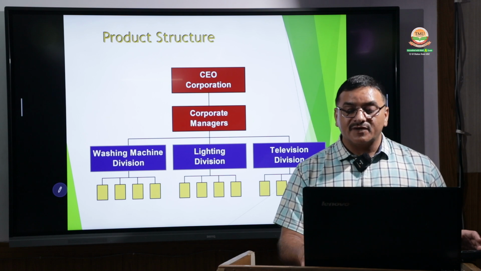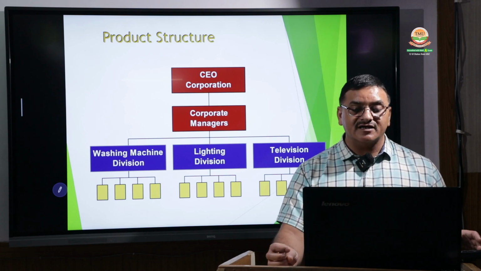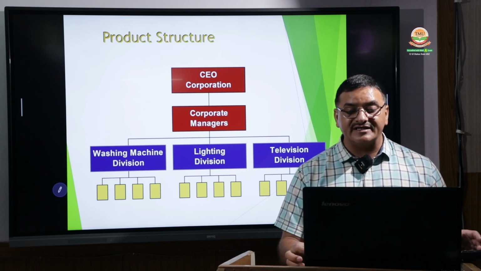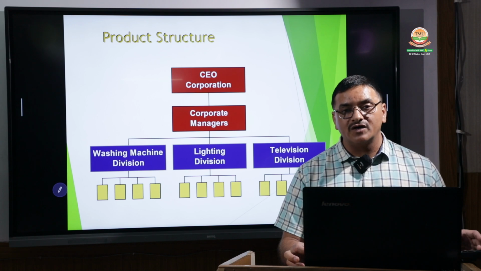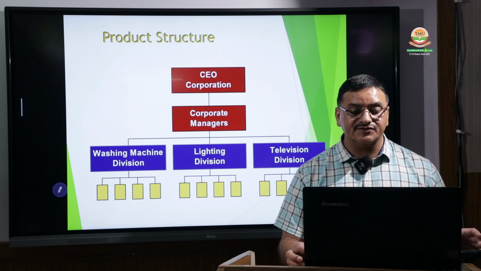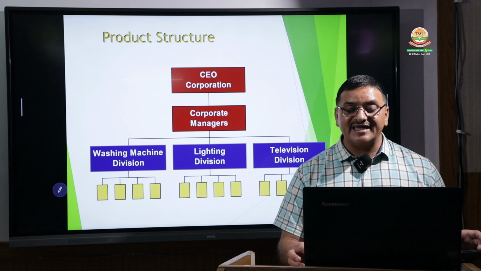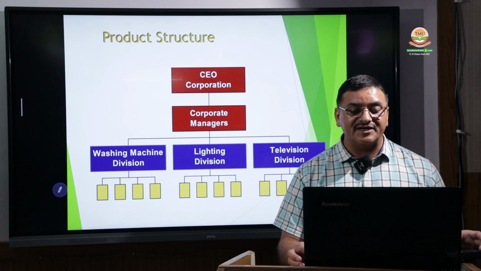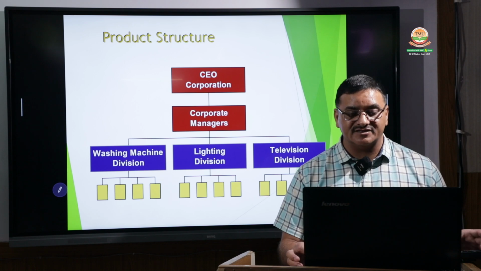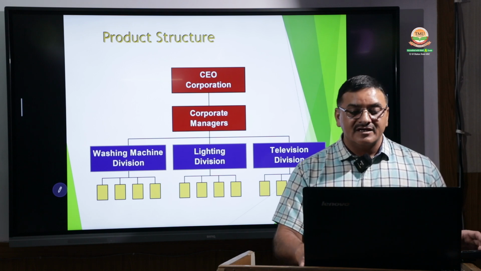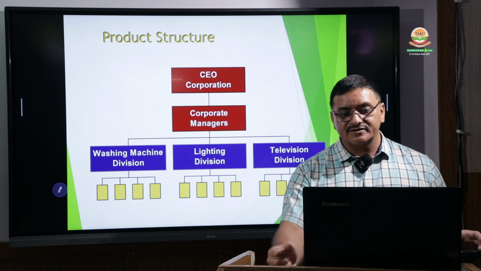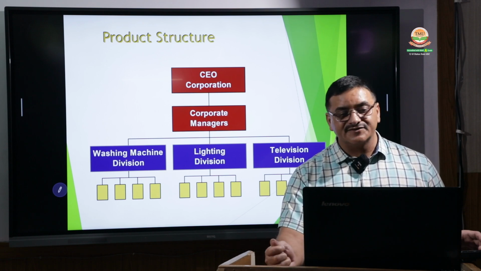Third, the product manager concept provides a focal point for integrating and coordinating all the efforts and resources for planning for the future managers, as they have been exposed to all the operational aspects of management, which is marketing, finance, production, and other operations. There are some disadvantages to the product management organization also, apart from advantages.